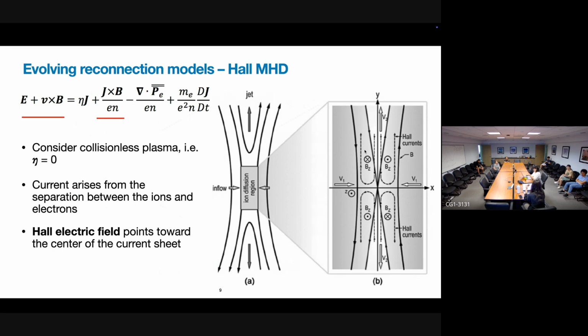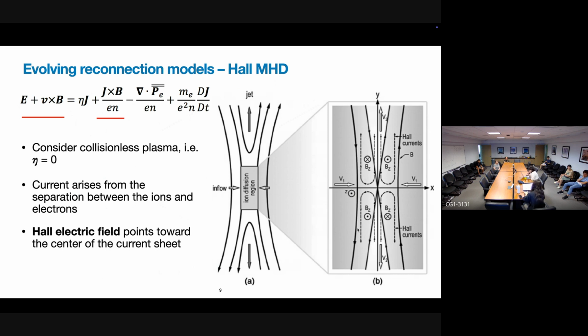And of course, you will also have a Hall magnetic field in this pattern, and also a Hall electric field, which is because electrons are going in, so you will have the electric field pointing towards the center of the current sheet. Those are the characteristics of reconnection at the ion scale, and you will often see them around the ion diffusion region.